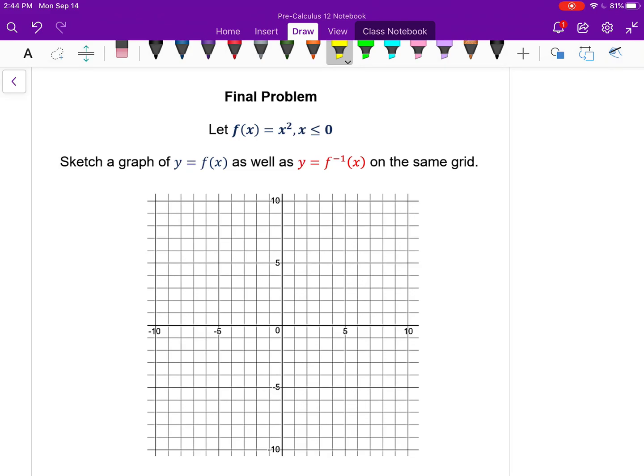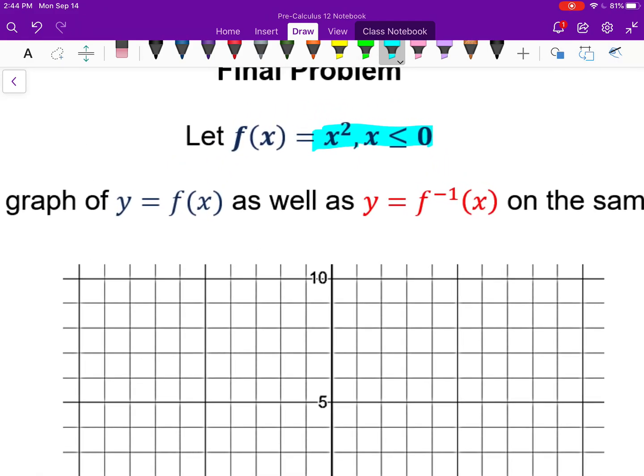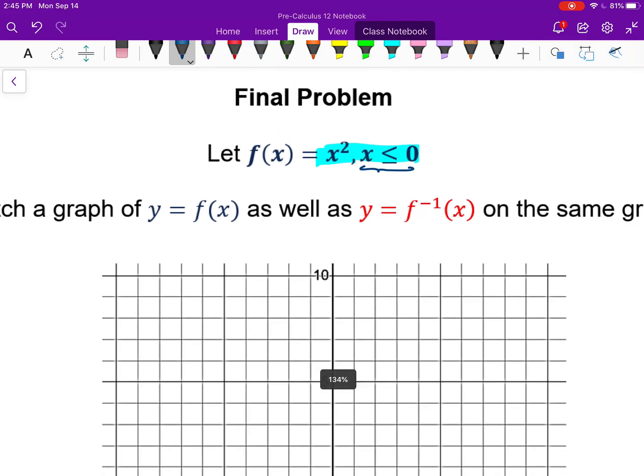So with that said, what's this last question? I have f of x, and f of x, notice, is x squared, but then I have this little comma: x squared, where x is less than or equal to 0. So this is what we call a restriction. I have a restriction on x squared. And so f of x is x squared, but only dealing with x that's less than or equal to 0, which are negative values. So that's my function.